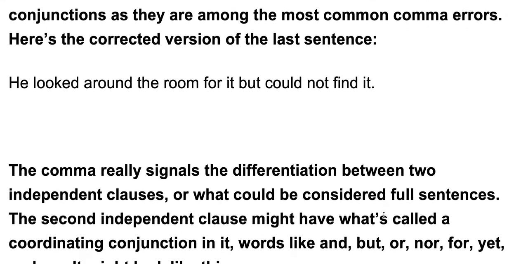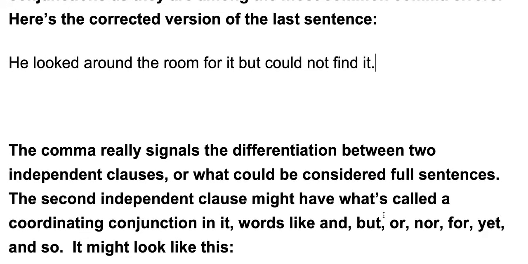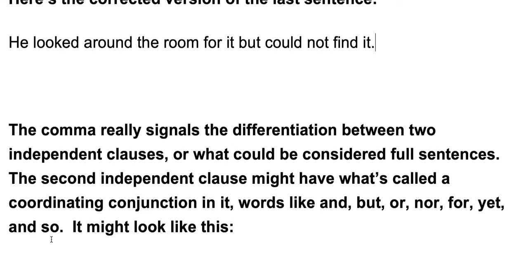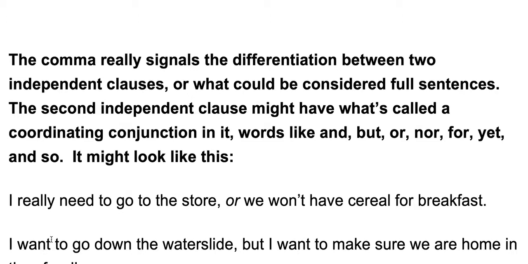So the comma, when you really think about it, we've looked at these examples, really signals the differentiation between two independent clauses, or what could be considered full sentences. The second independent clause might have what's called a coordinating conjunction in it, words like and, but, or, nor, for, yet, and so.